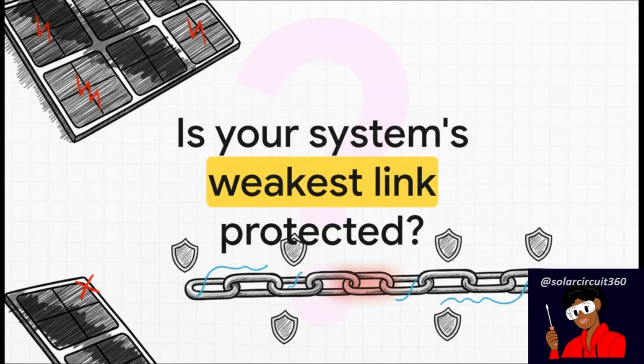So, the next time you see a shadow creeping across your solar panels, don't just see a little bit of lost power. See a complex electrical system that's being put under stress. Your solar array is a chain of components all working together, and that leaves you with one simple question to ask yourself. Is its weakest link protected?